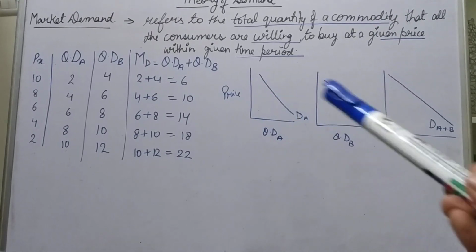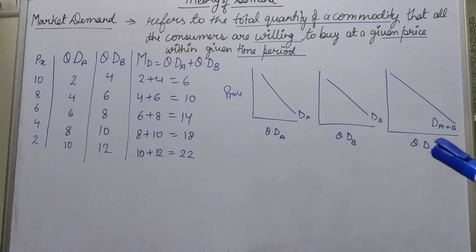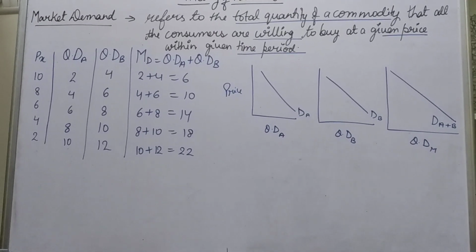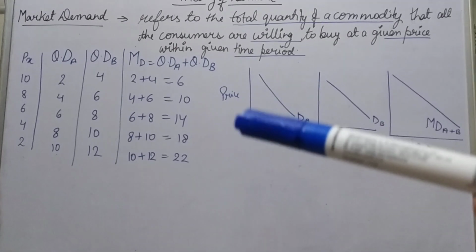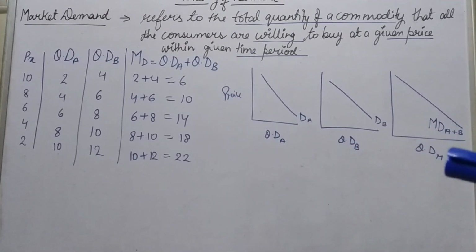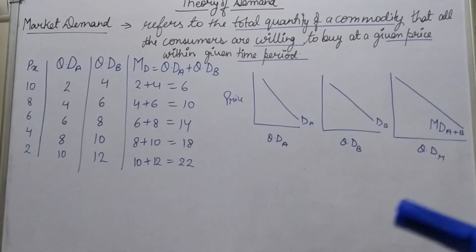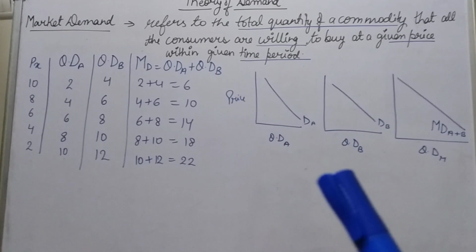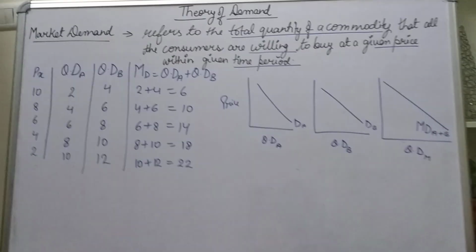After adding the quantity demanded of A and B, we will get the market demand curve. This is the market demand curve. So this is the market demand curve of the A and B consumer. That means by adding the quantity demanded of A and B, we will get the market demand curve for all consumers. So this is your market demand curve. That means by adding all the consumers' quantity demanded, we will get the market demand curve.